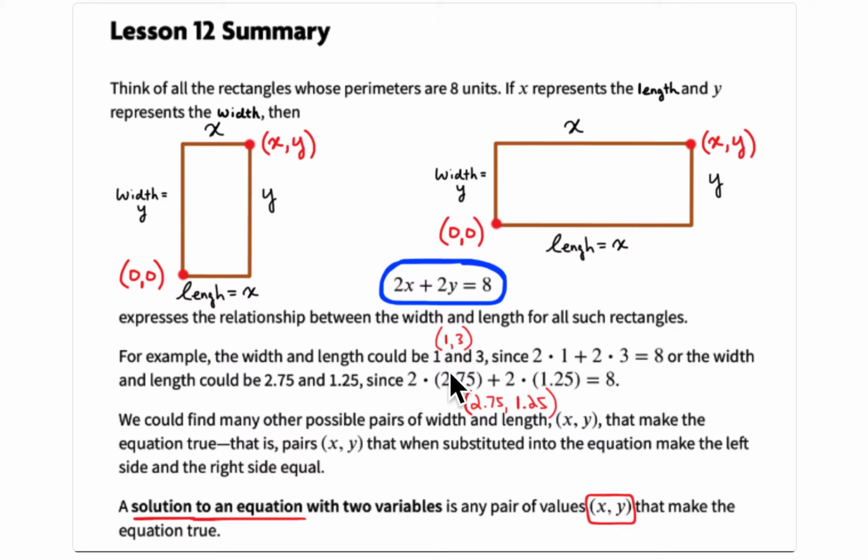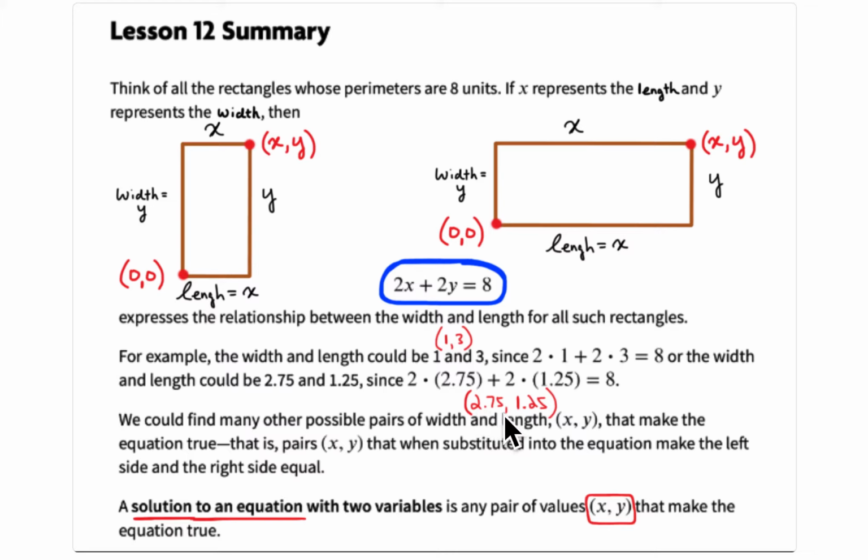So if we use 1 for the length and 3 for the width, 2 times 1 is 2, 2 times 3 is 6, 6 plus 2 is equal to 8. So that works. So the perimeter of this rectangle is 8 units.